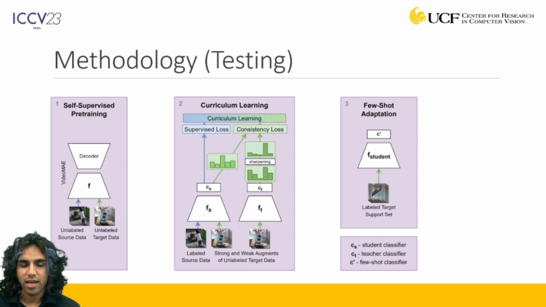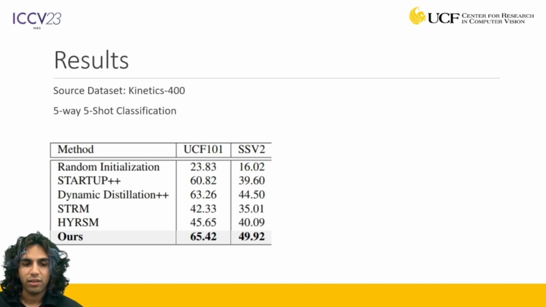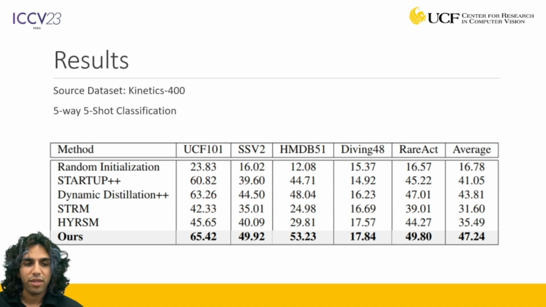Finally, we have few-shot adaptation, where a new classifier is learned on the student using the labeled target support set and used for evaluation. Here, we show our main results in the paper using Kinetics 400 as our source dataset. We use UCF101, Something-Something v2, HMDB51, Diving48, and RareAct as our target datasets. Here, we compare our method to 2 cross-domain few-shot learning methods for images and 2 video few-shot methods. As you can see, our average result is a 4% improvement over the previous highest benchmark.